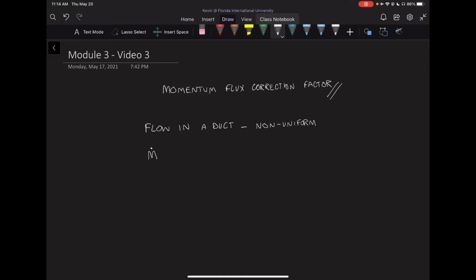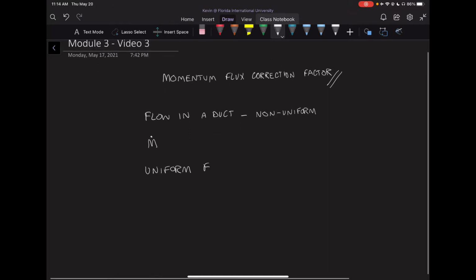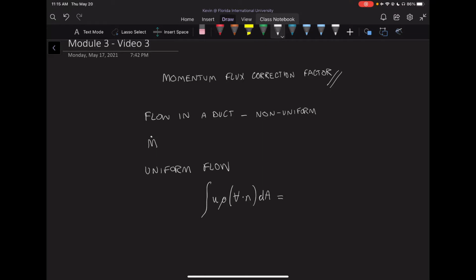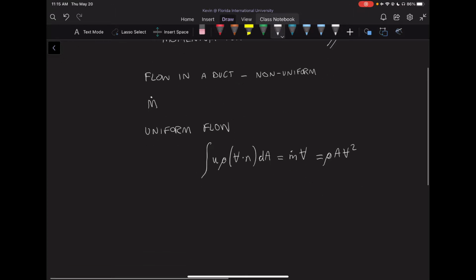And for a flow that is uniform, if we remember, we had an equation that said that the integral of u times rho times v dot n dA is equal to m dot v, which is equal to rho A v squared. And that was the equation for uniform flow.